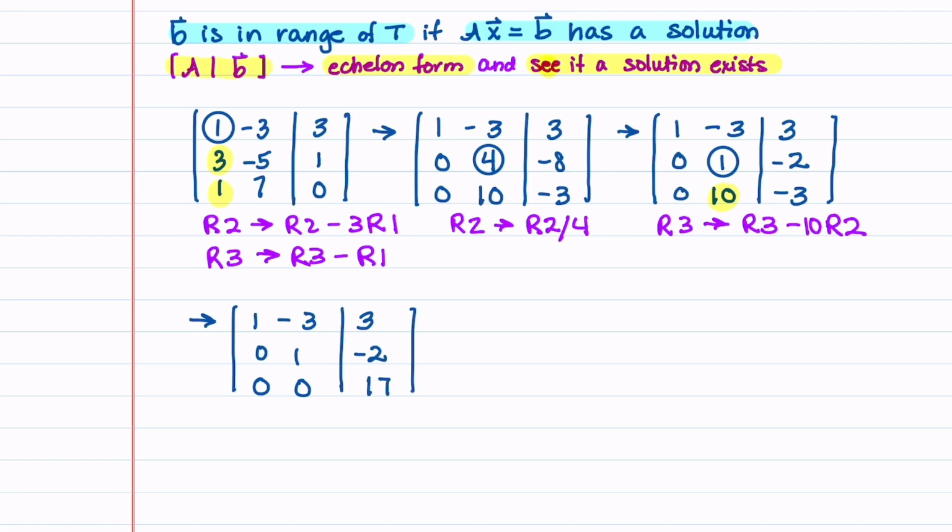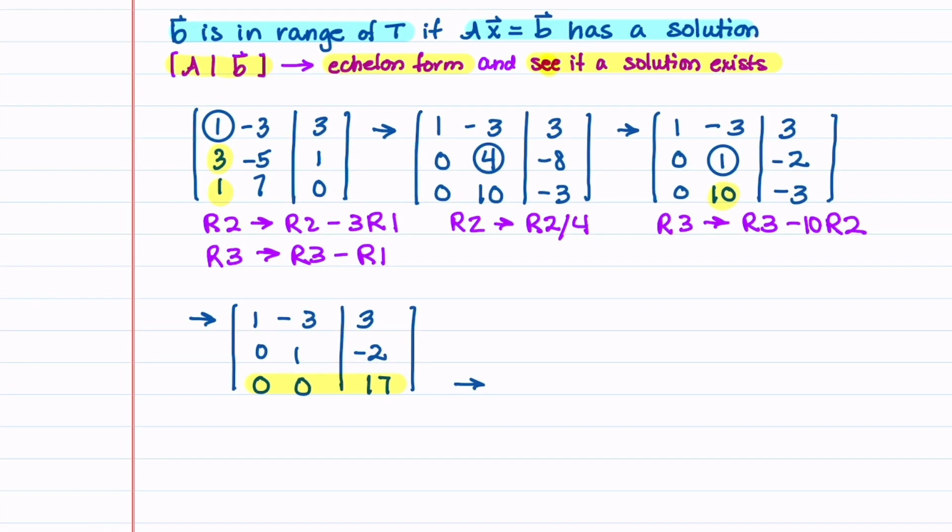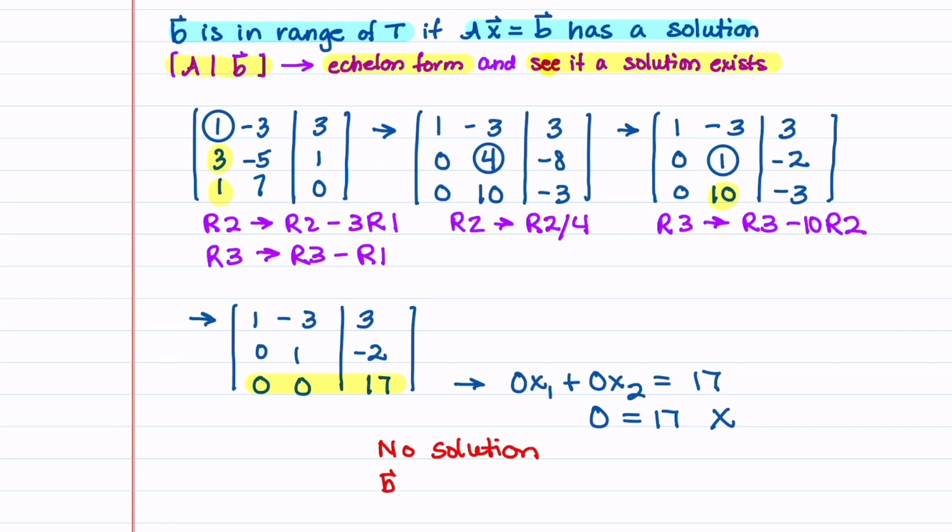Let's now take a look at this row right down here. If we translate it back into algebra, we're going to get 0x1 plus 0x2 is equal to 17. And that's going to give us 0 is equal to 17, and that can't happen. So that tells us that for this problem, we have no solution. And because we have no solution, we can conclude that B is not in the range of T.